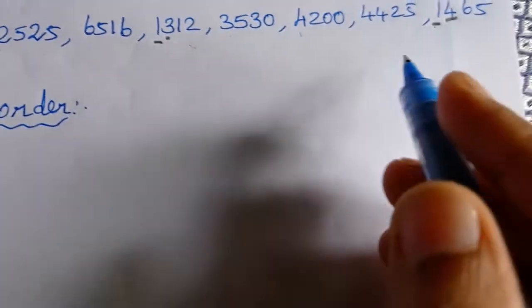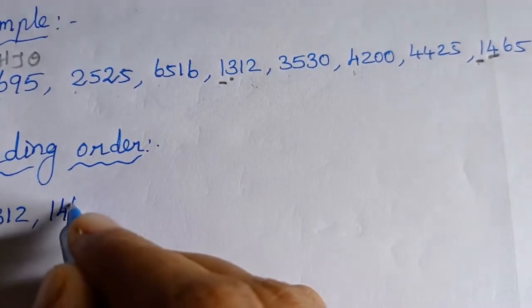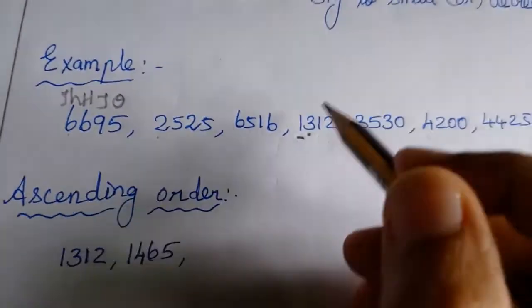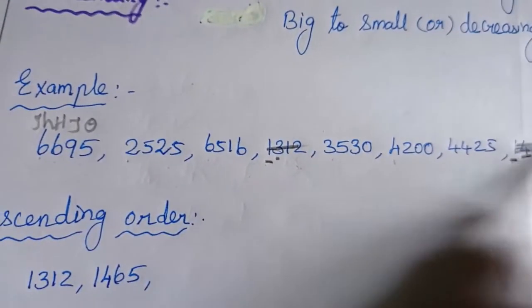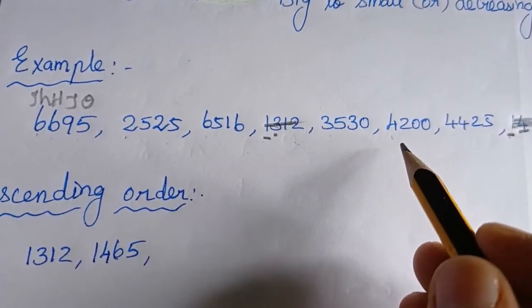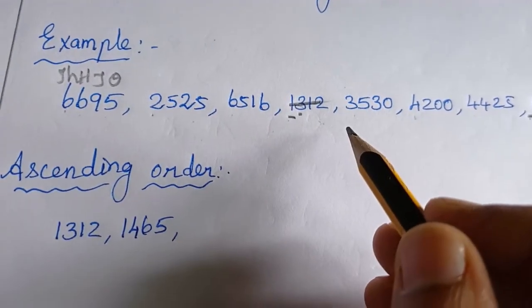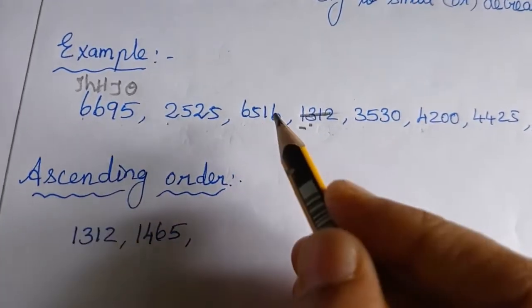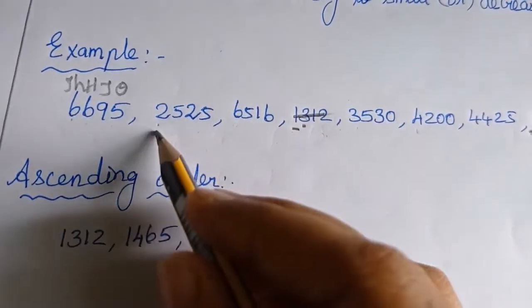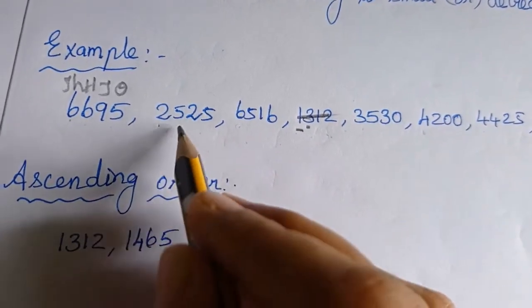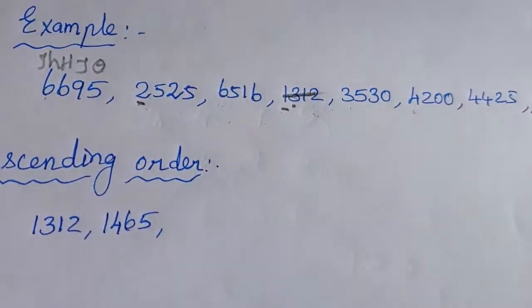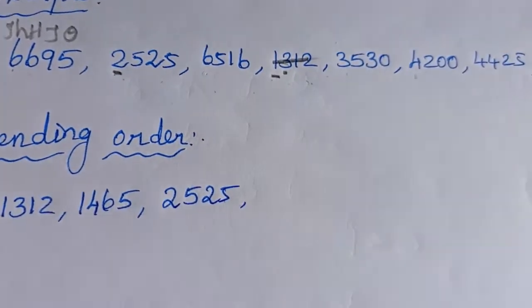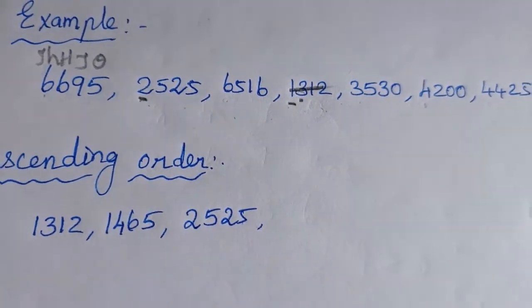So the first smallest number in this series is 1312. Next, 1465. Then, we already wrote these two numbers, so for the remaining 6 numbers again check their 1000 place values: 3, 4, 2, 6. Which one is the smallest among these, 2, 3, 4 or 6? Yes, 2. So write this number next, 2525. Next, this number, isn't it?